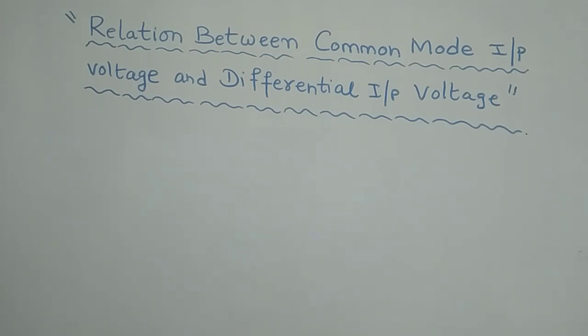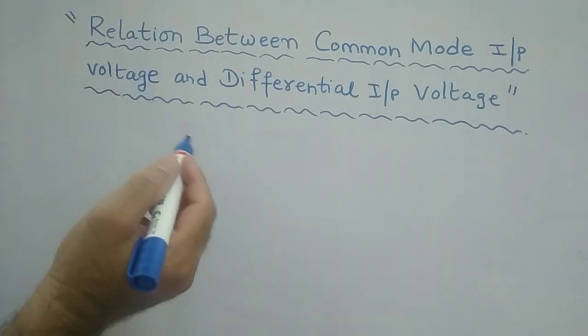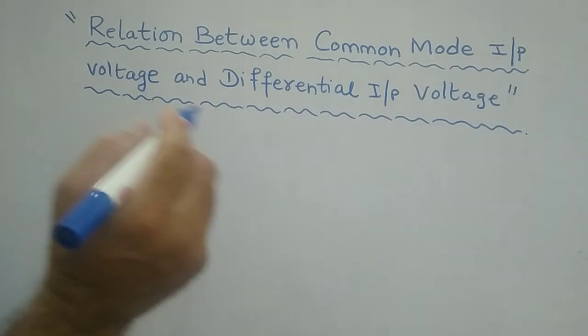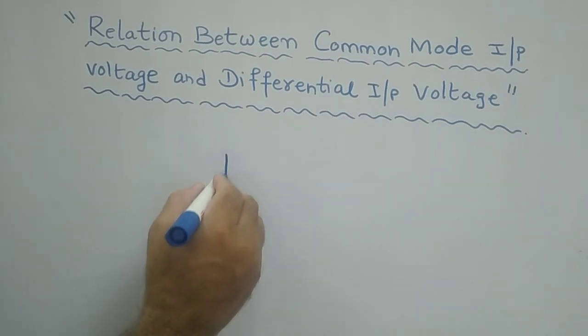In today's presentation, I would like to explain the relationship between the common mode input voltage and the differential input voltage of the operational amplifier. Let us see the difference between the common mode input voltage and the differential input voltage. That can be explained in detail with the help of the op-amp block diagram.